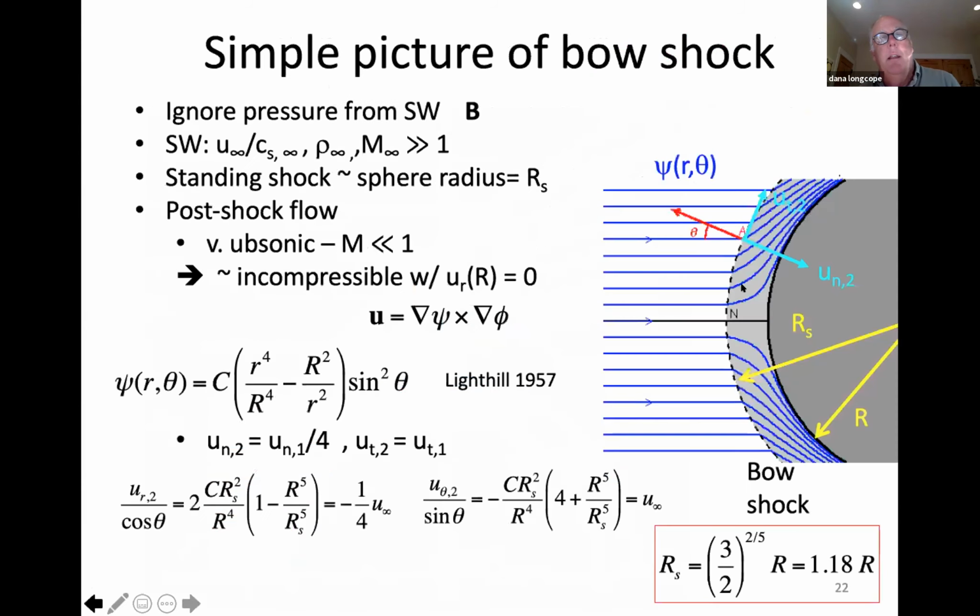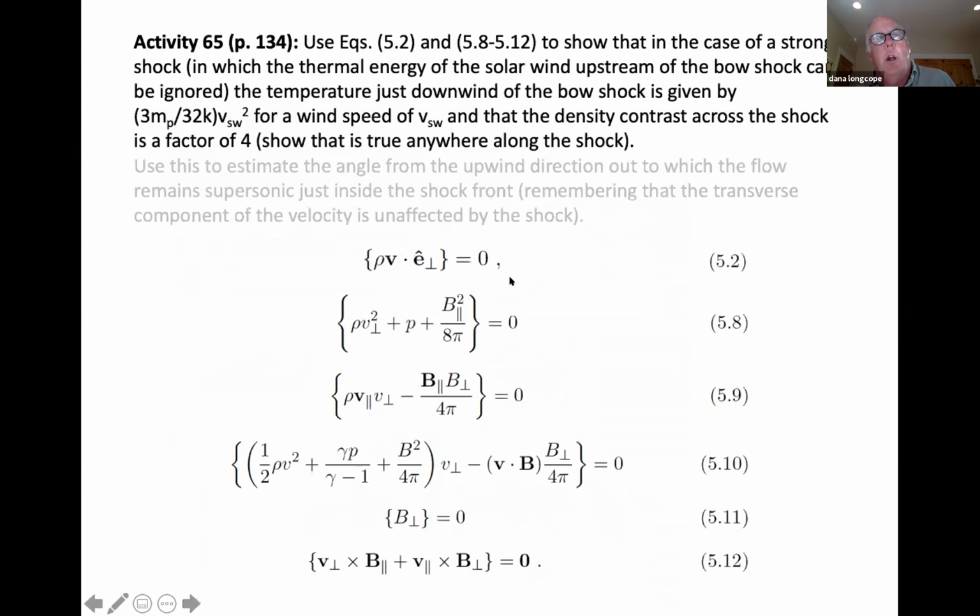The question is, there is some point here where if the normal component of your velocity goes down by a factor of 4 and the tangential component doesn't change, by the time you get to the other side of the shock, you are still supersonic. That is a particular angle, and it's an important angle. So I want to have you break out and just try to work through it.